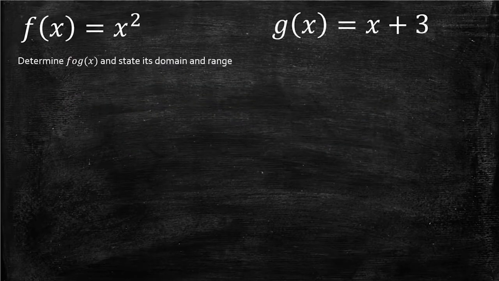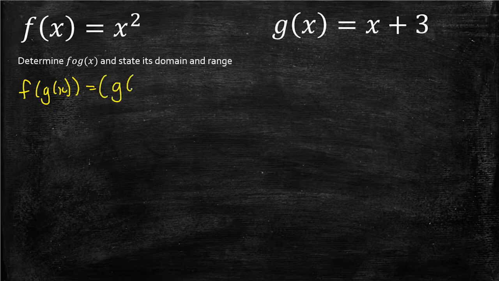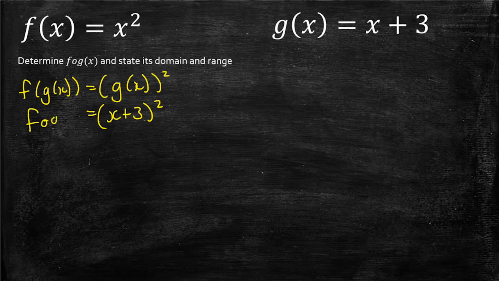Let's go through another example quickly. The question is, determine f of g of x and state its domain and range. What does that mean, f of g of x? That just simply means we want to substitute the g of x function into f. So in this case, f is x squared. So I need to substitute the g function into the f function. Where the g function is x plus 3, I'm just going to go x plus 3 all squared. So that's the function f of g of x. I'm substituting the g function into the f function. So that answers the first part of the question.